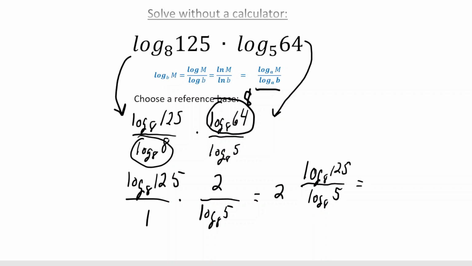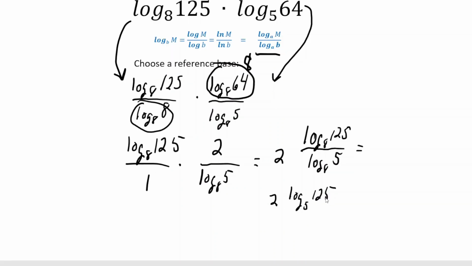But now we can use the change of base formula in reverse for this fraction to rewrite that as the log base 5 of 125. And the log base 5 of 125, we can evaluate that. 5 to the third power gives us 125. So that expression is equal to 3. So we have 2 times 3, which is equal to 6. And so we were able to do that without the use of a calculator.